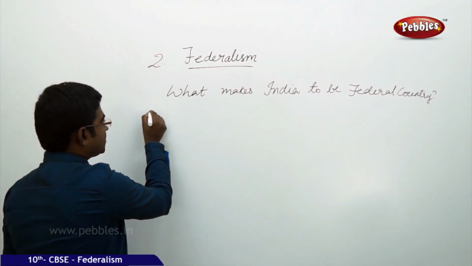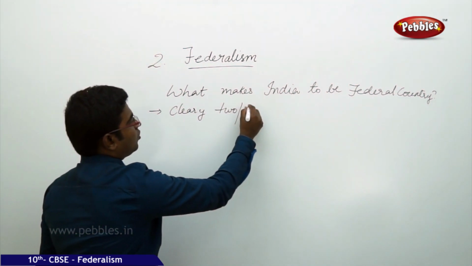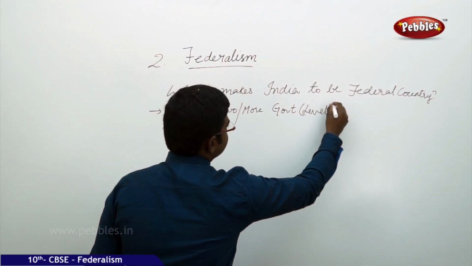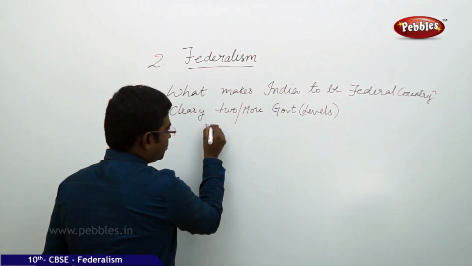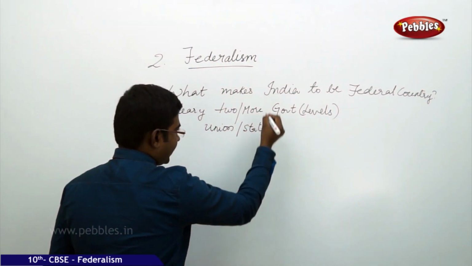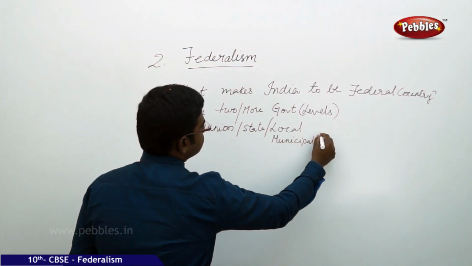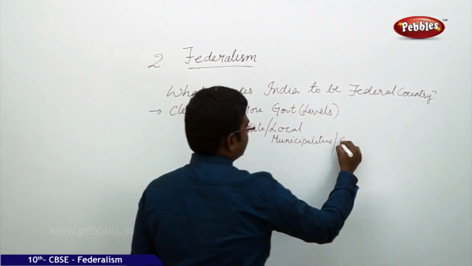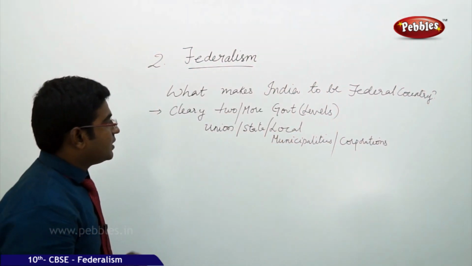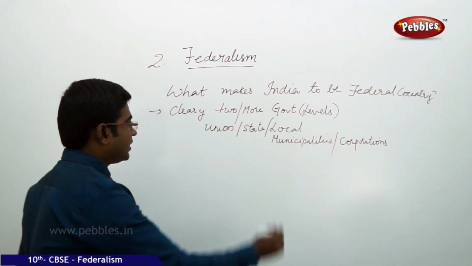So in India, the first provision is that we have clearly two or more levels of government. In India we have the union, and state, and local municipalities or corporations. So the first basic feature, that we should have two or more levels of government, is clearly proven to be right.